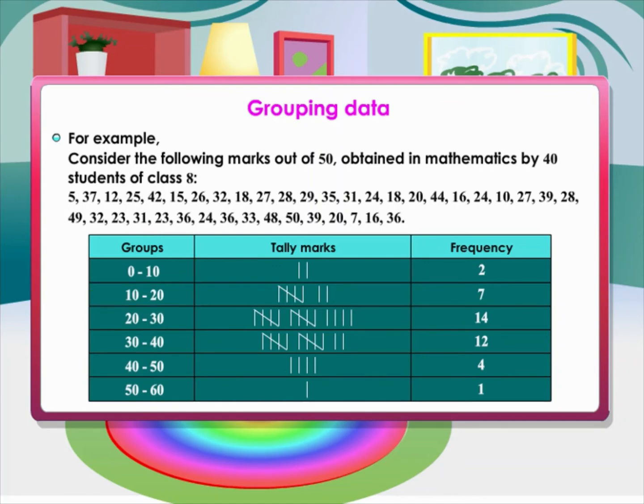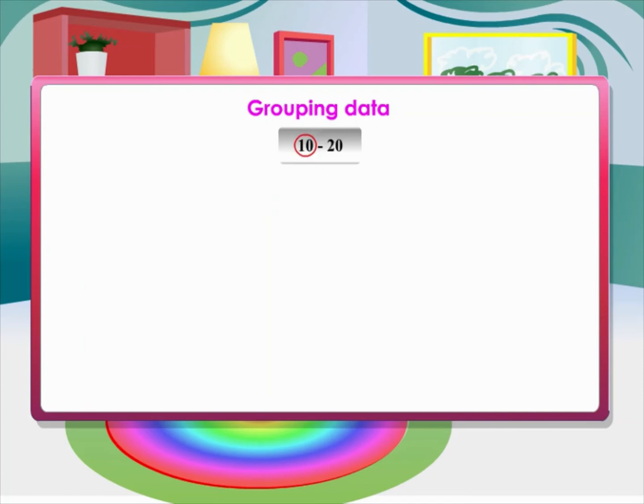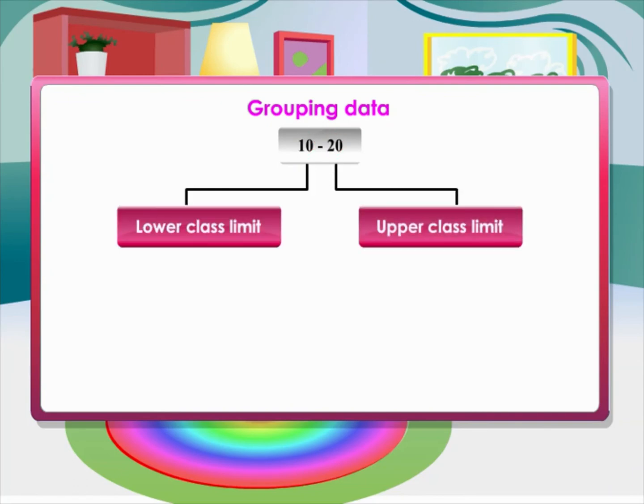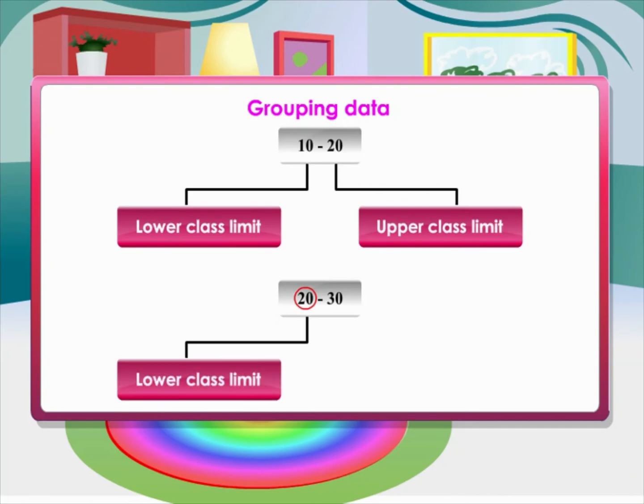Similarly, 20 occurs in both the classes 10 to 20 and 20 to 30. In the same way, 20 is not possible to occur in 10 to 20. The common observation will always belong to the higher class, that is, 20 occurs between 20 and 30. In the class interval 10 to 20, 10 is called the lower class limit and 20 is called the upper class limit. Similarly, in the class interval 20 to 30, 20 is the lower class limit and 30 is the upper class limit.